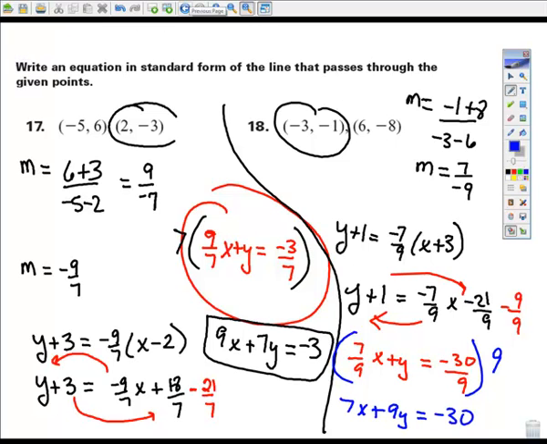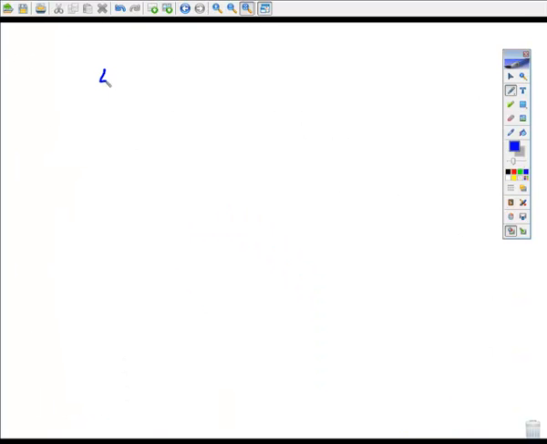Okay, your assignment for 4.4 part 1 is page 254. Problems 1 to 4, 8 to 10, and 14 to 22.